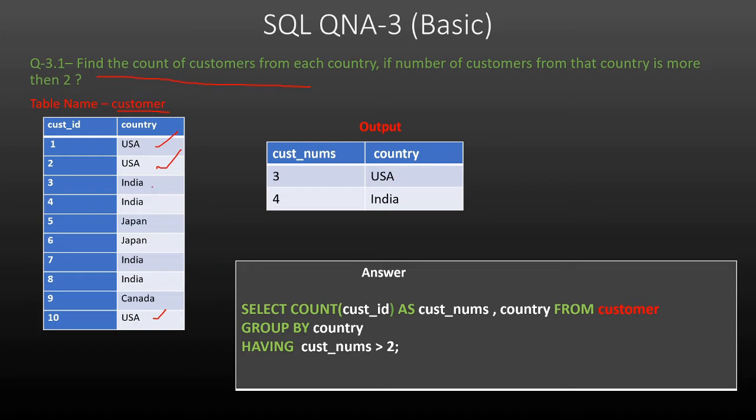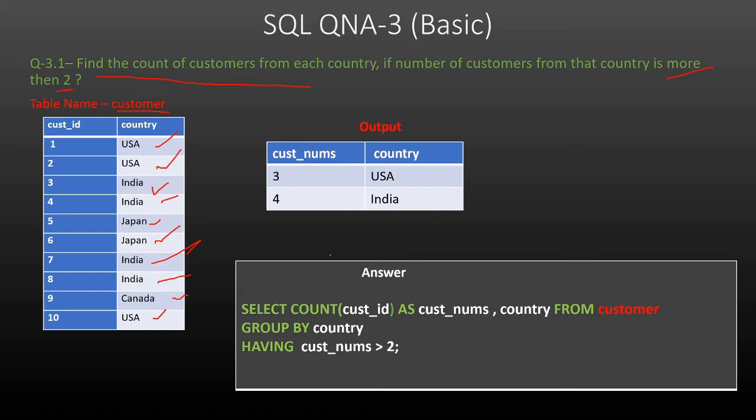Let's see how many there are for India: 1, 2, 3 and 4. So the result for them should show 4 and India. Now let's see how many are from Japan. In Japan we have only 2 people. Because we have a condition that it should be more than 2, and this condition is not satisfied, it will not come in the results. Similarly for Canada, we have only 1 customer in this table, so this will also not be part of our result.